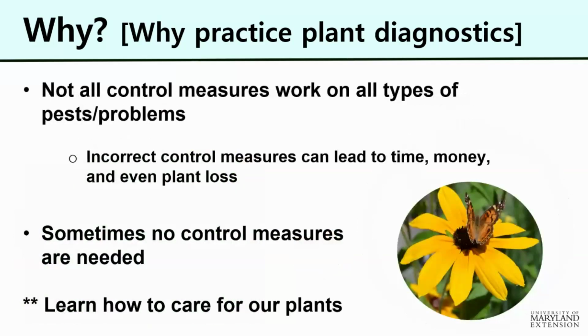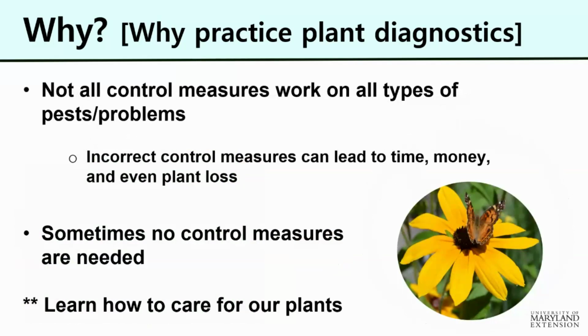Also, incorrect control measures can lead to time, money, and even plant loss. If we're not caring for the actual causal agent, it could lead to further decline in plant health. Sometimes no control measures are needed.